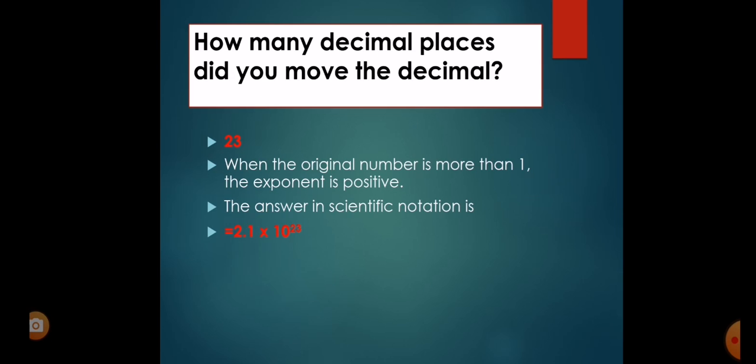So 21 with 22 zeros, the distance of our universe in scientific form, will become 2.1 into 10 raised to power 23 miles.